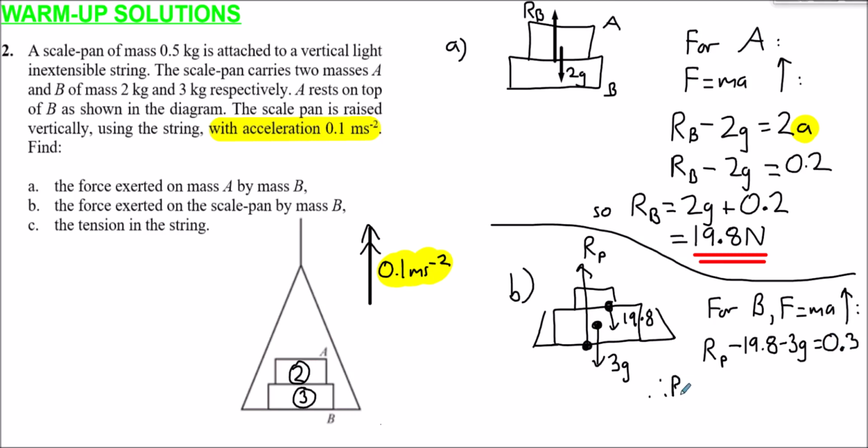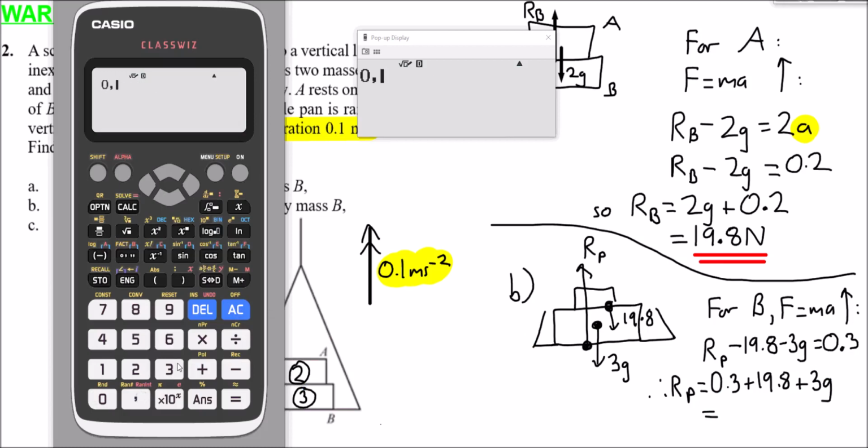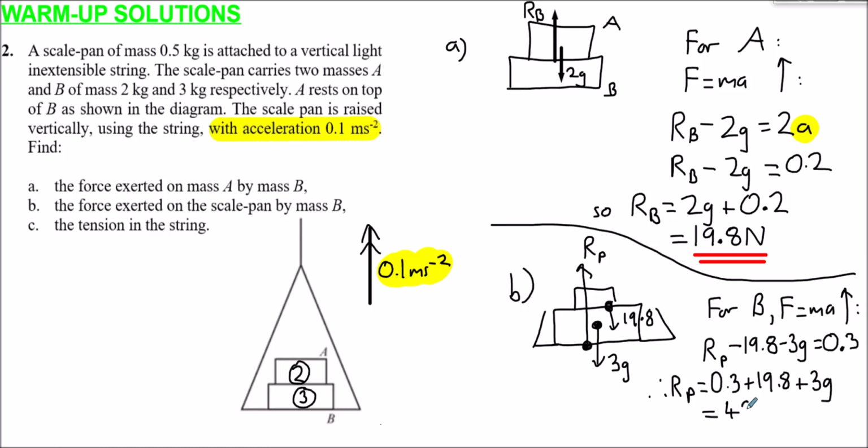So therefore, RP is 0.3 plus 19.8 plus 3g. So 0.3 add 19.8 plus 3 multiplied by 9.8, that gives us 49.5 newtons. So we've worked out that the scale pan is applying a force of 49.5 newtons onto B.